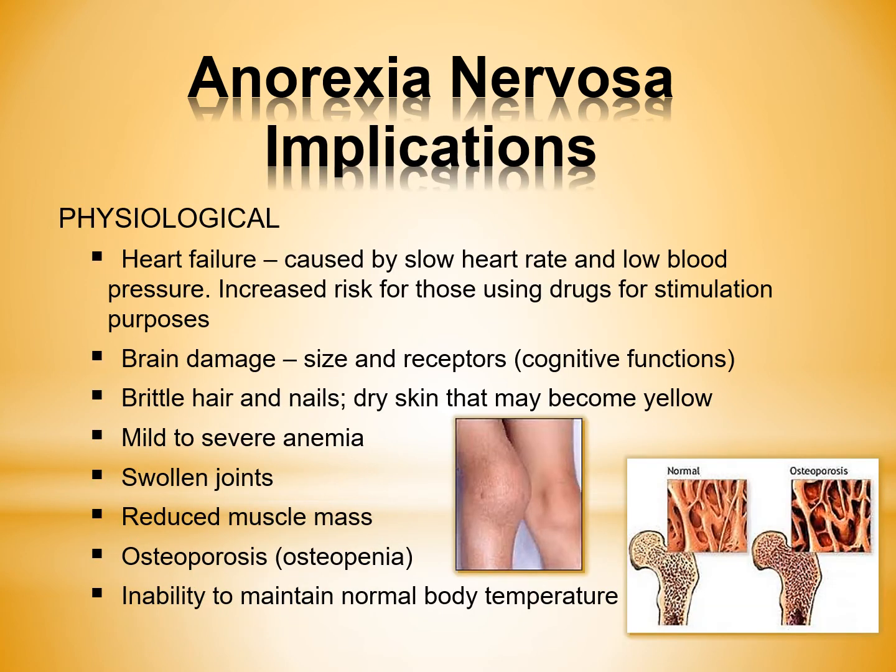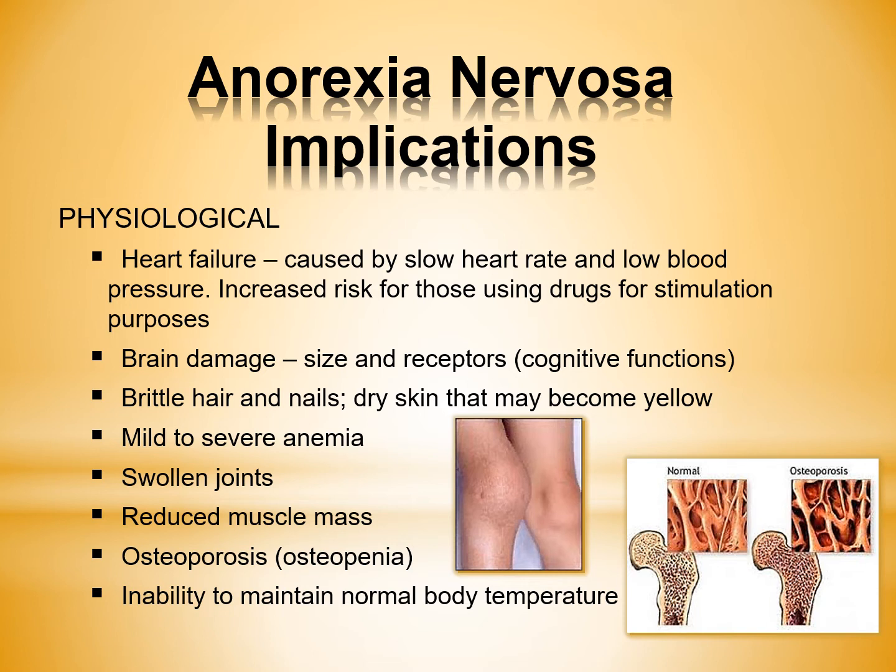Anorexia nervosa implications. So here are some physiological implications. Heart failure caused by slow heart rate and low blood pressure, increased risk for those using drugs for stimulation purposes. We are finding in research that the brain size and receptors of people with anorexia nervosa, when it's very severe, they have cognitive alterations and reduced size in brain cells. Brittle hair and nails, dry skin that may become yellow. They might have mild to severe anemia and blood disorders, swollen joints, reduced muscle mass. They may seem emaciated.